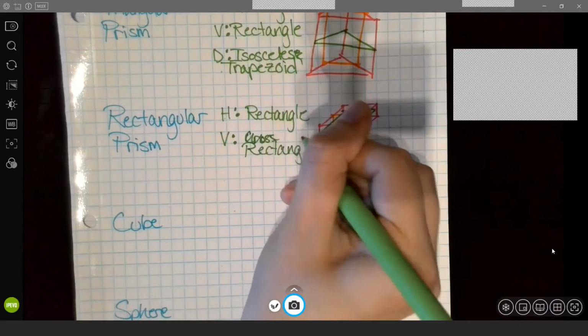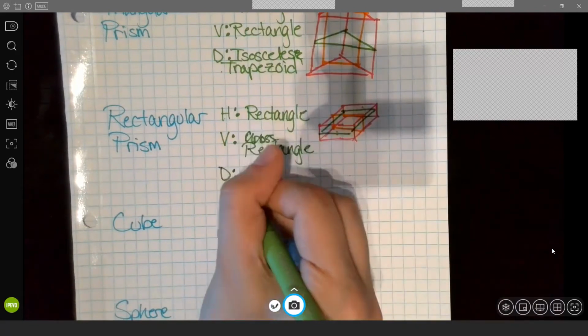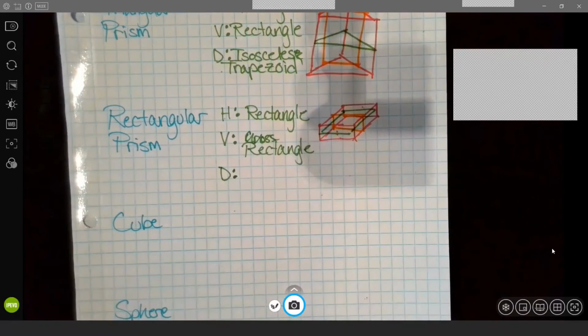The tricky part here is the diagonal. Let's leave this one blank, then we move on to look at the next part.